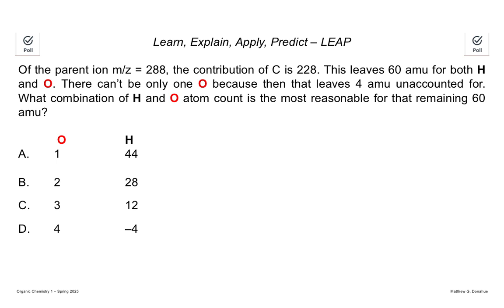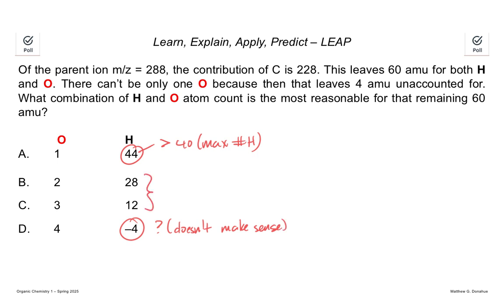The distractor responses here, see this number 44? It can't be that, right? That's greater than 40, which was the max number of hydrogens. It can't be D, that number is negative. You can't have anti-hydrogens. So that doesn't make sense. So really we've bracketed it, and now we have these two plausible cases.